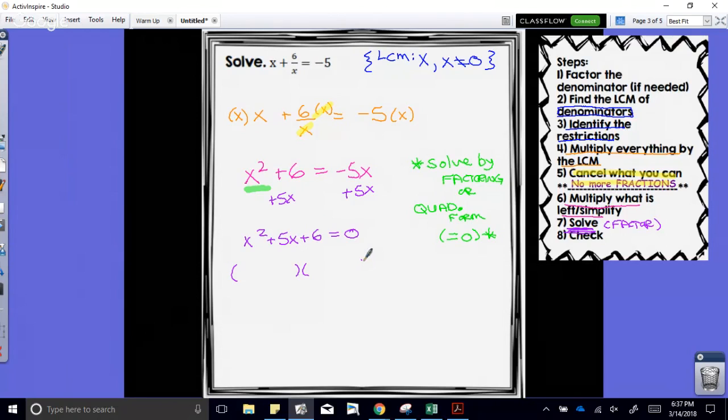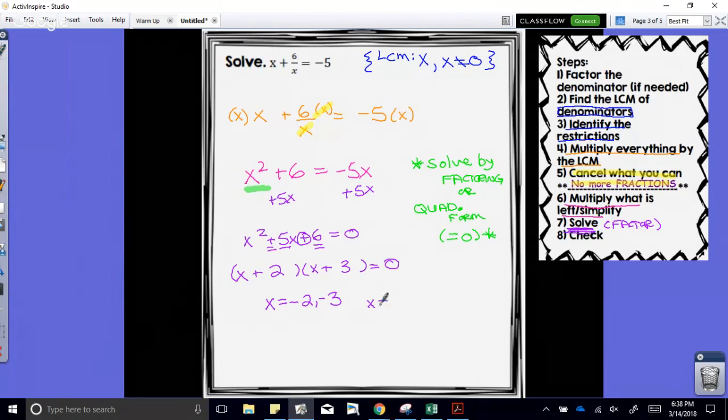When I go to factor, I'm looking at factors of 6 that sum to give me 5. So I get 2 times 3. Because 2 times 3 multiplies to give you 6, but they add to give you 5. Since 5 is a positive 5, both of these are going to be positive. So we get x plus 2 times x plus 3 equals 0. And remember from chapter 5, the x values then are always the opposite of the factors. So my first answer is negative 2. My second answer is negative 3.